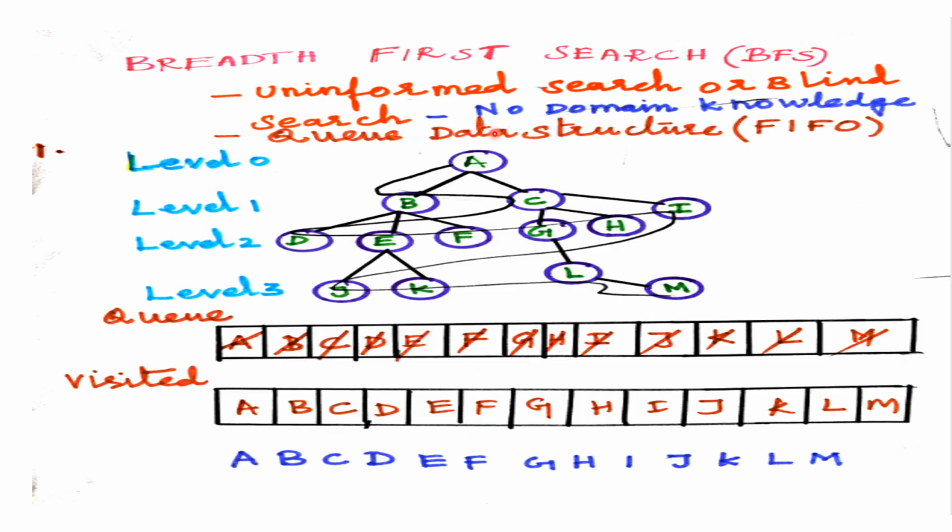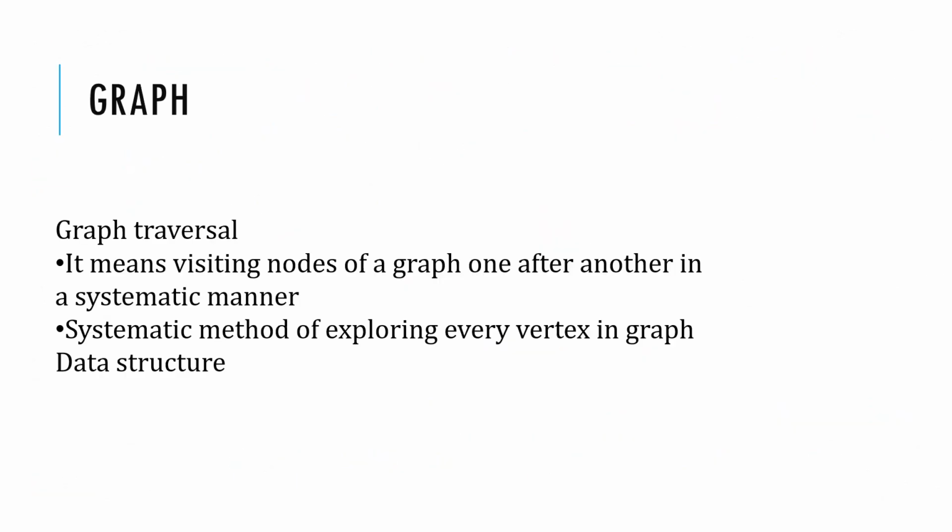Breadth first search applies level by level searching. Starting from A to B, B to C, C to D, E, F, G, H, I, J, K, L and M. This is the way, while applying the breadth first search method, we can find the solution. So this is the tree structure. Based upon the tree structure, this is the procedure to find the traversal path for the breadth first search method.